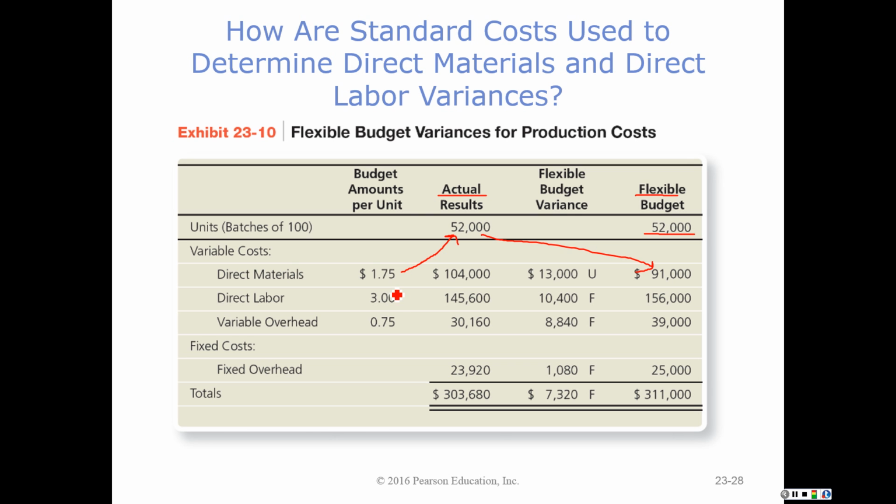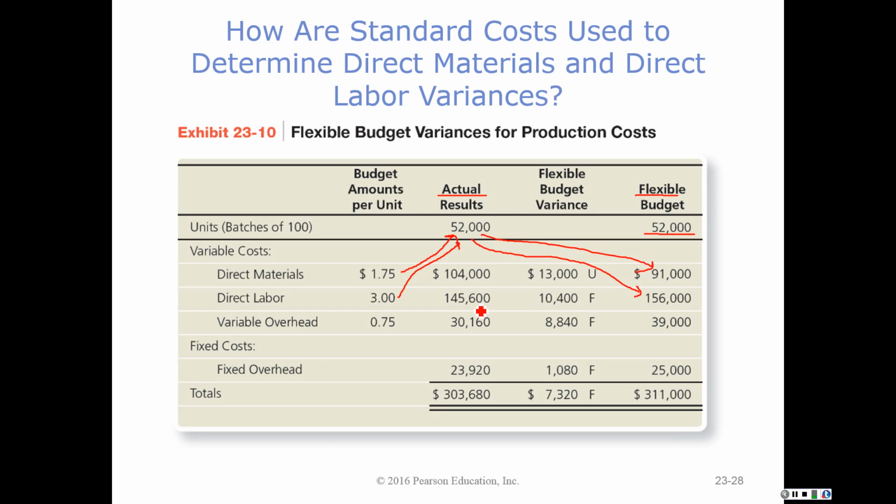The same way, we've estimated $3 of direct labor per unit. If we take that times 52,000 units, it shows us that based on our standards, we should have spent $156,000 on direct labor, but we only spent $145,600. So this is a favorable variance.